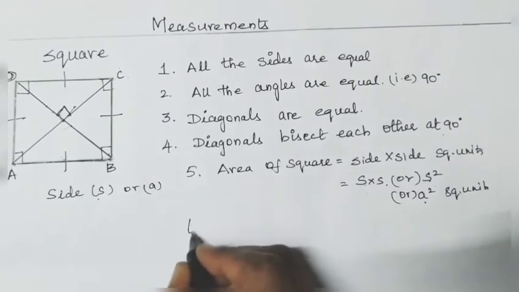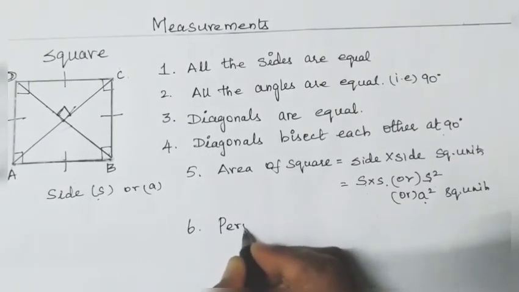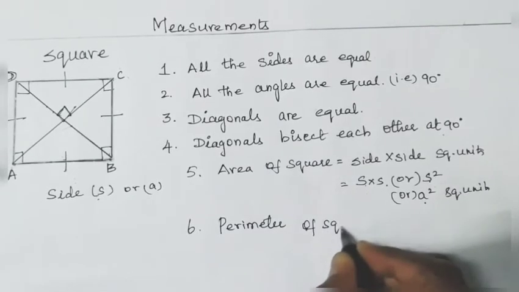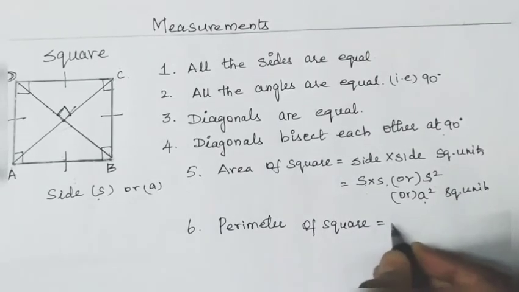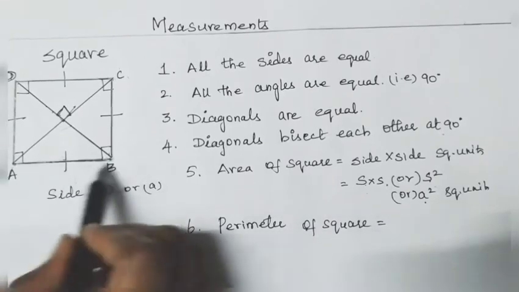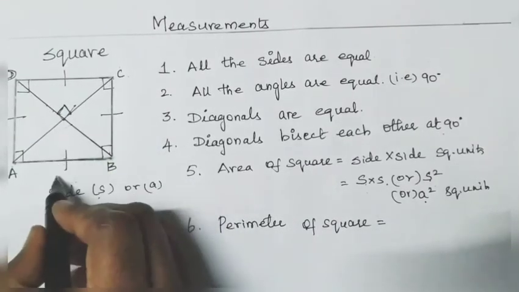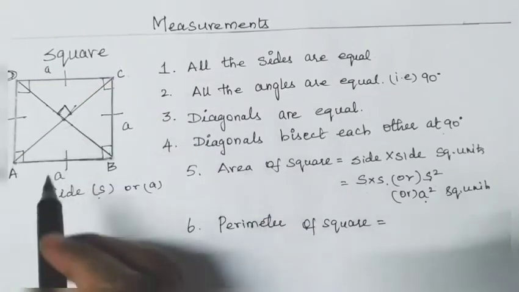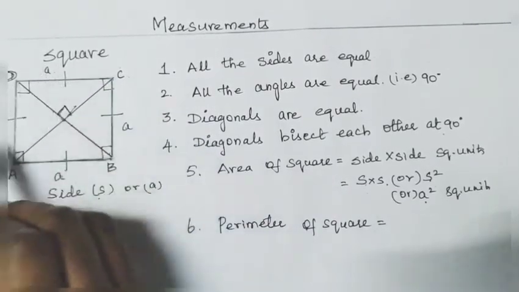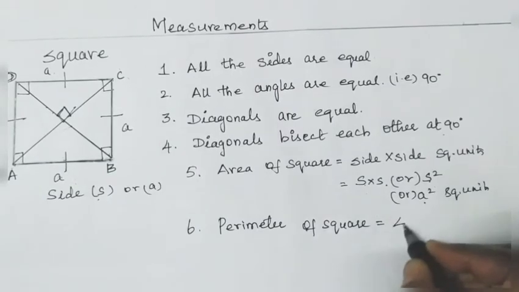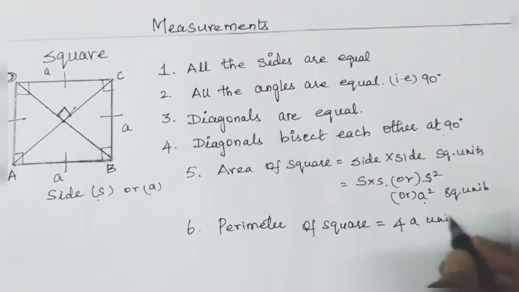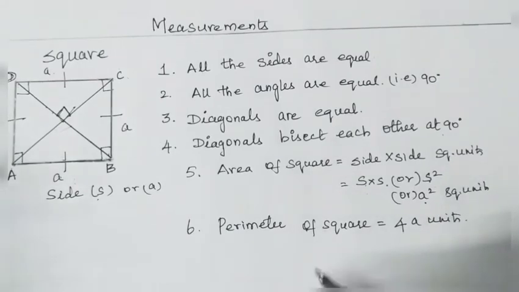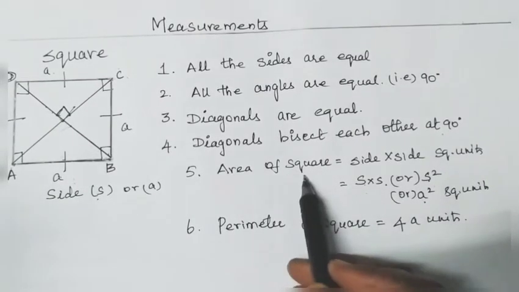And perimeter of a square. Perimeter means adding all the sides. So how many sides does it have? 4 sides. Each side is A units, because all the sides are equal. So A plus A plus A plus A, it is 4A units. Now let's see the sums, how to calculate the area of a square.